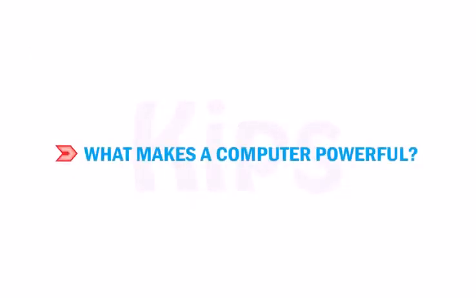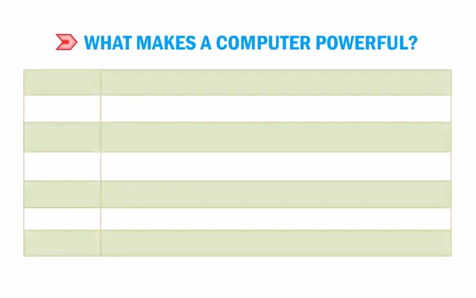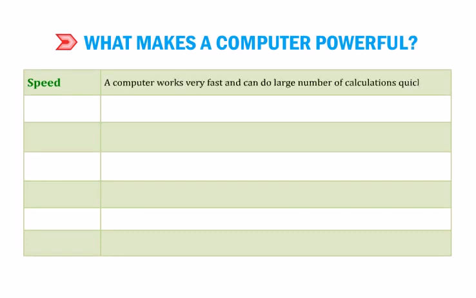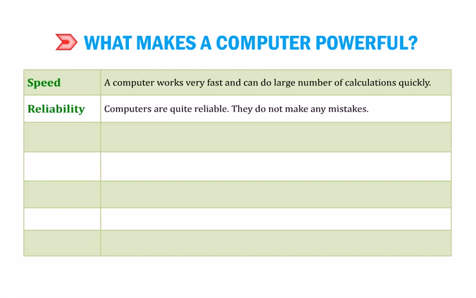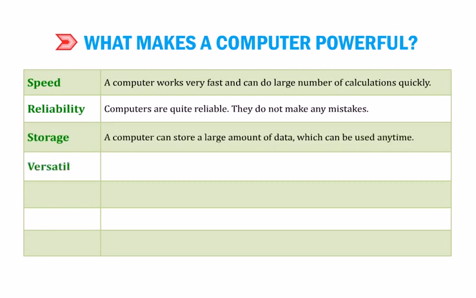Alright children, let me tell you what makes a computer powerful. Speed. A computer works very fast and can do a large number of calculations quickly. Reliability. Computers are quite reliable. They do not make any mistakes. Storage. A computer can store a large amount of data which can be used anytime. Versatility. A computer can perform a variety of tasks and is used in almost all fields.